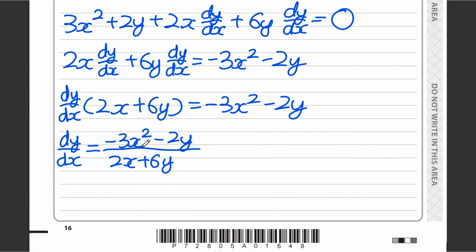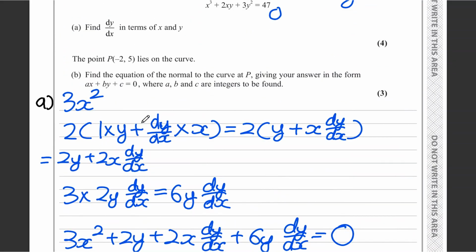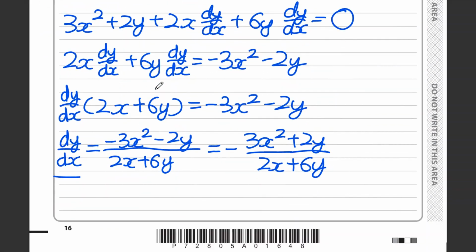We can factorize out minus 1 from the numerator here, so it's a bit neater to write this as minus 3x squared plus 2y over 2x plus 6y. So this is dy over dx here, written in terms of x and y: minus 3x squared plus 2y over 2x plus 6y.